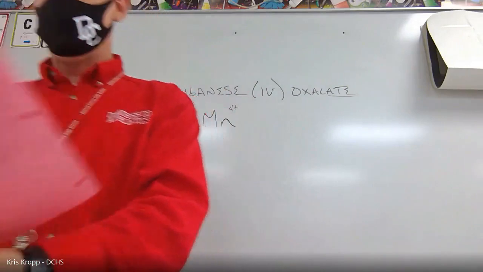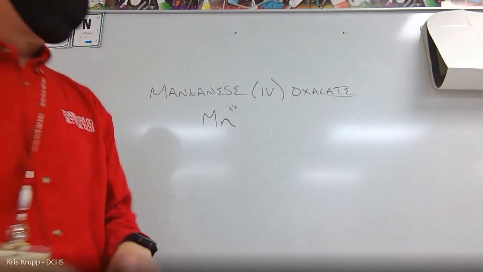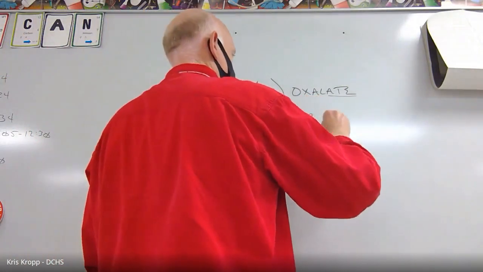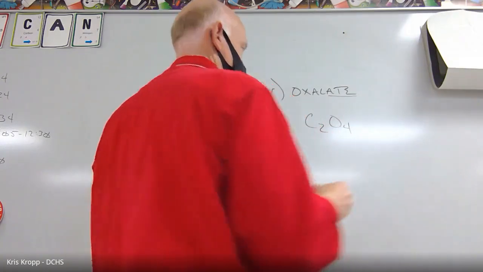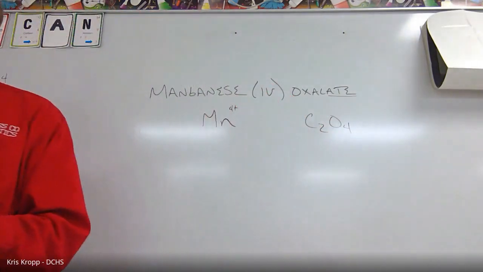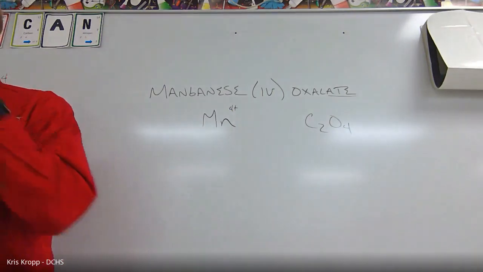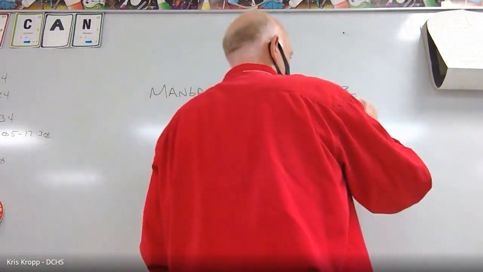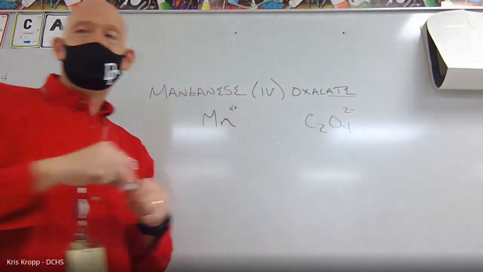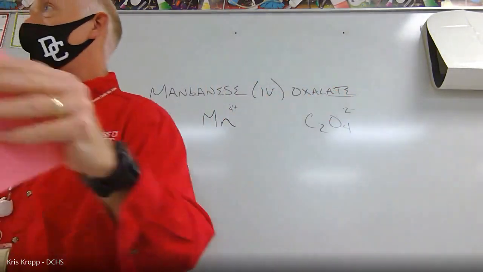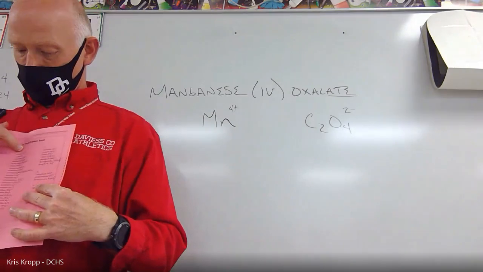So what does oxalate look like? C2O4. What's its charge? Negative what? Yeah, how did you know it was -2? It says it right there. Thank you, good answer. It says it right at the top of the column, right? These are all -2 ions.